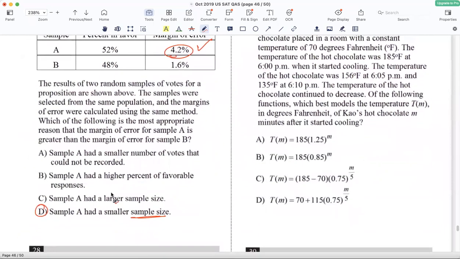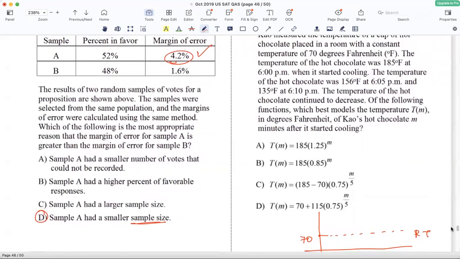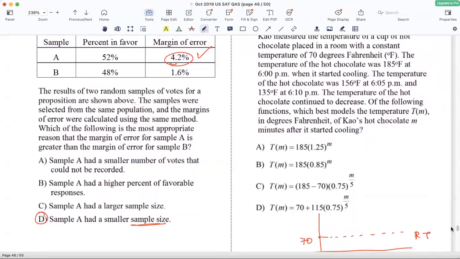Okay, so let's try and show this. How will it look? So the room temperature is 70 degrees Fahrenheit. So let's say this is 70. So this is my room temperature. And he started with 185 at 6 p.m., right? So let's say that this is 185. So it would be a sort of an exponential curve, with the reduction in the temperature with time.